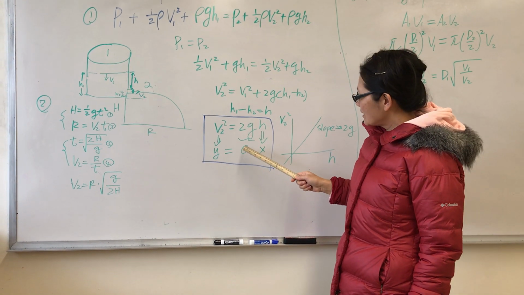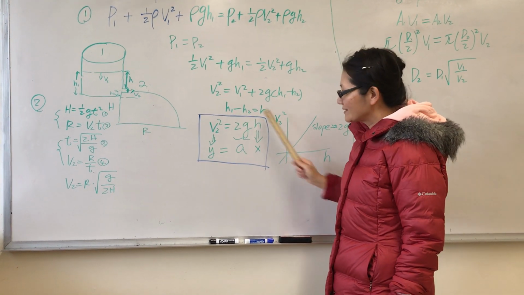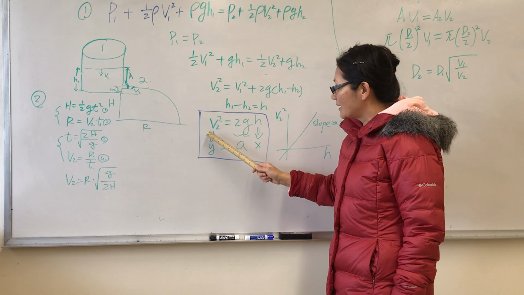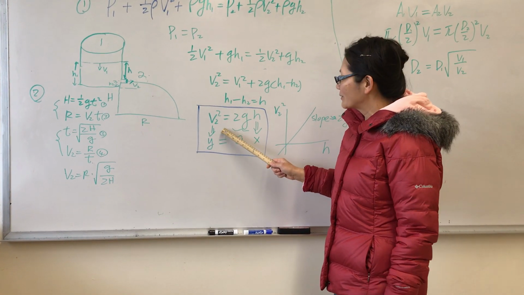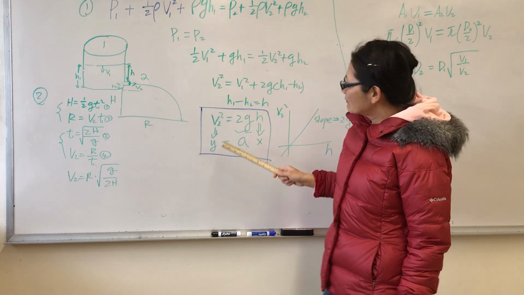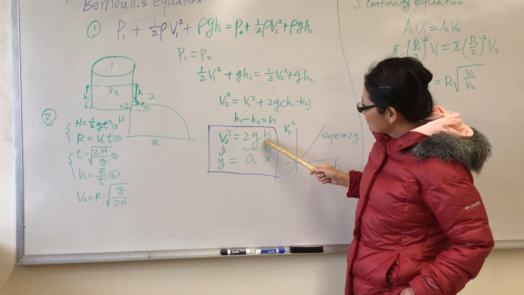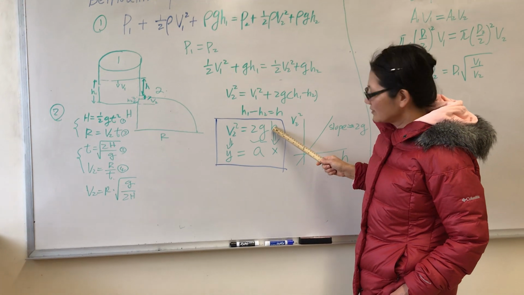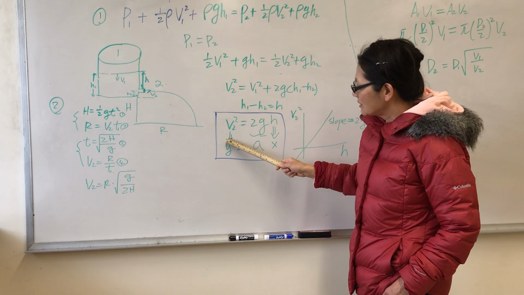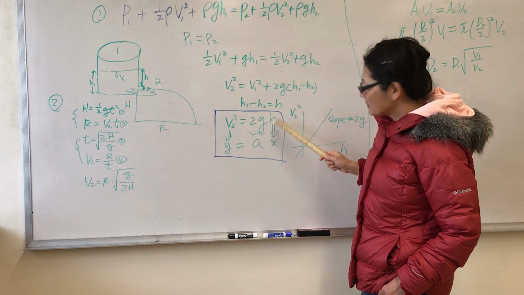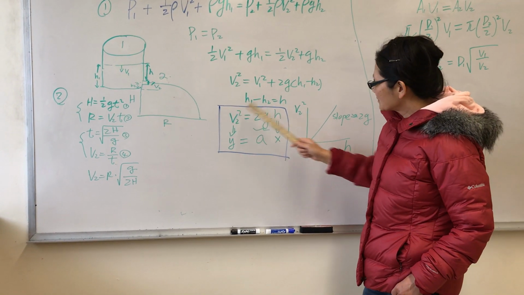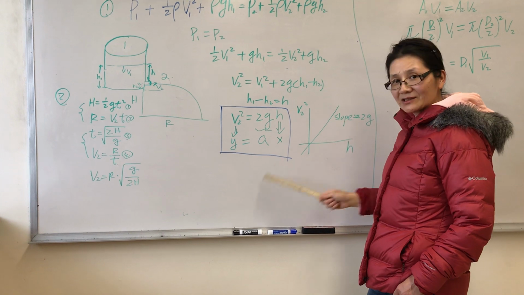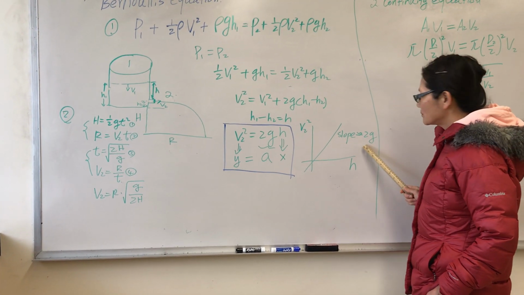So right now we're going to verify this equation, and in the same way we're going to verify the Bernoulli equation. How do we verify this equation? We will measure H, calculate V2 squared, and then make a graph. H is X here and V2 squared is Y, because this is a linear equation. So the slope should be 2g.